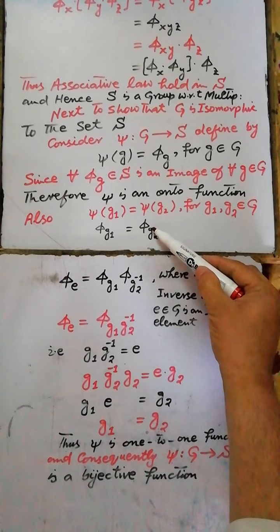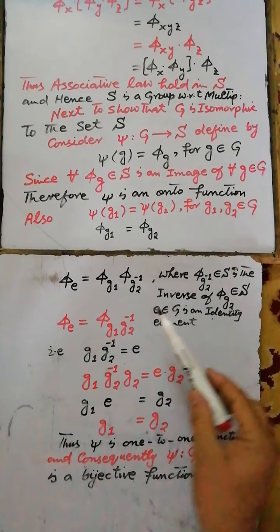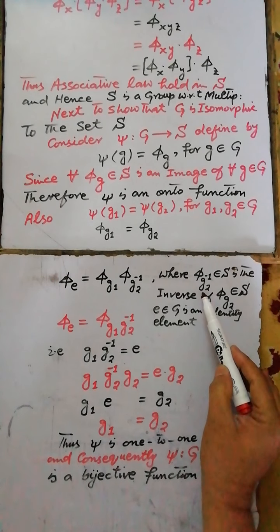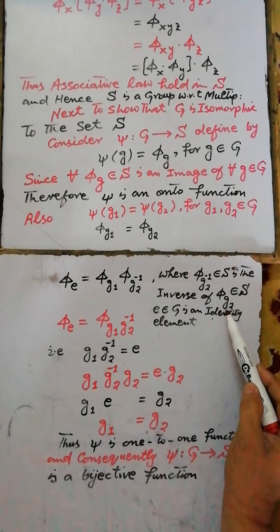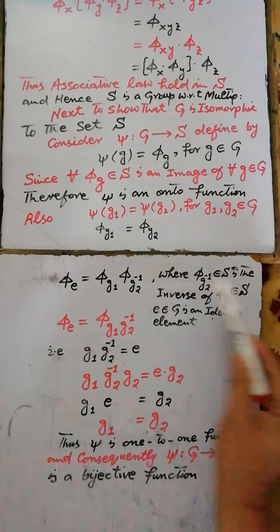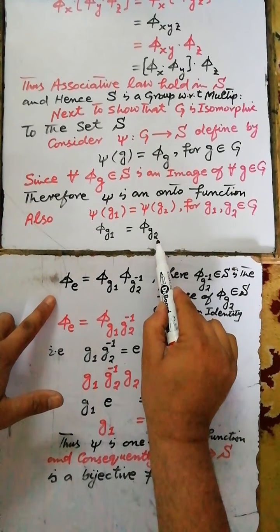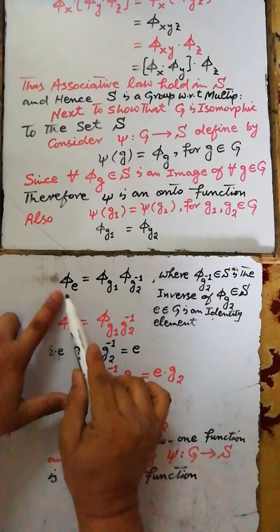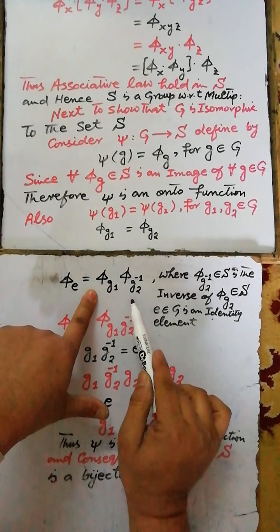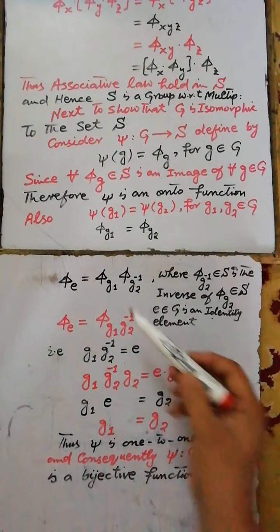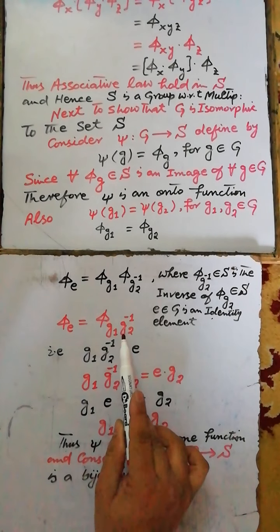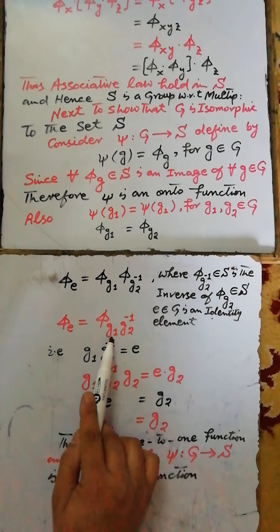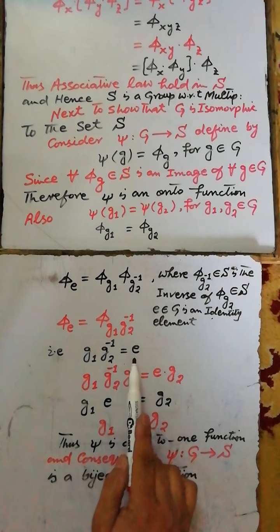Take the inverse of the permutation pi g2, denoted by pi g2 inverse, where these two elements are elements of the set S. Therefore, pi g2 multiplied by pi g2 inverse gives the identity permutation, denoted by pi of e, which is equal to pi g1 multiplied by pi g2 inverse. According to the above procedure, pi g1 pi g2 inverse is equal to pi of g1 g2 inverse, which is equal to pi of e. This condition of equality is satisfied only when g1 g2 inverse is equal to the identity element of the group G.